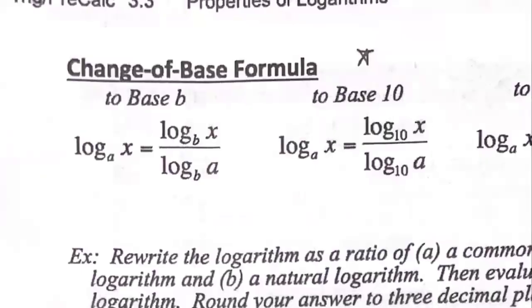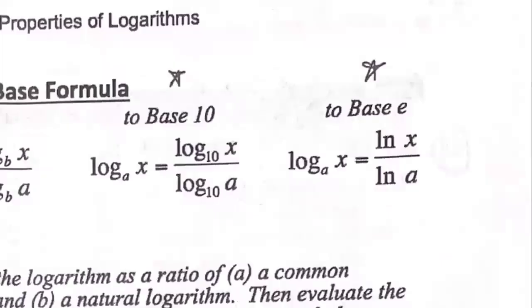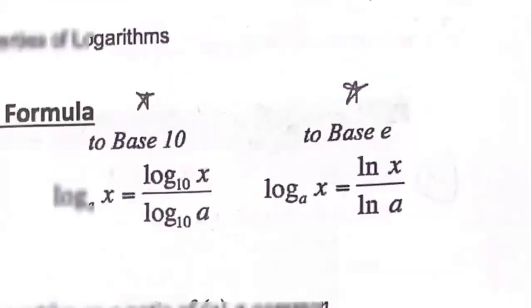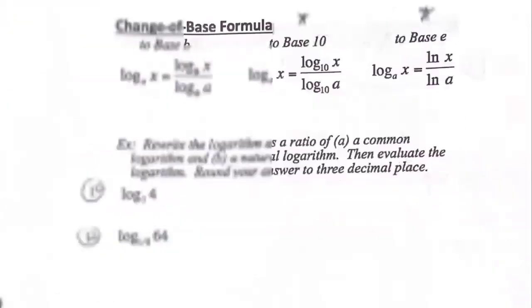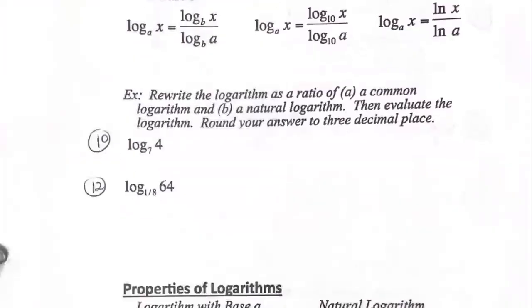Log base a of x is rewritten as log base b of x over log base b of a. With base 10, log base a of x is log base 10 of x over log base 10 of a. And with base e, log base a of x can be converted to ln of x over ln of a. Okay, so first things first, rewrite the logarithms as a ratio of common logarithms and of natural logarithms. Then evaluate the logarithms, rounding your answer to three decimals.